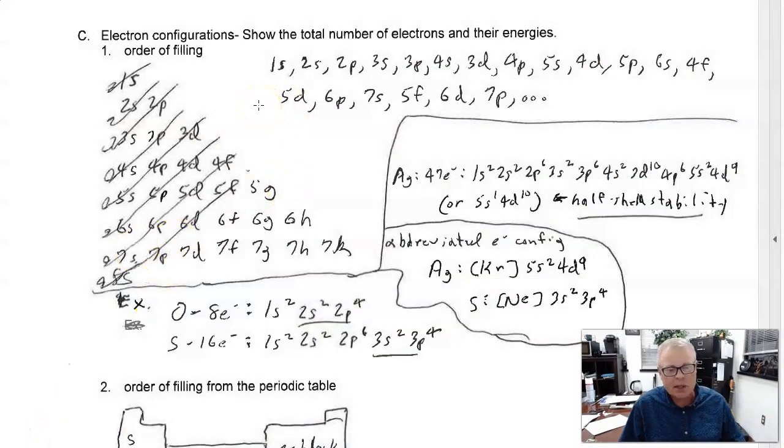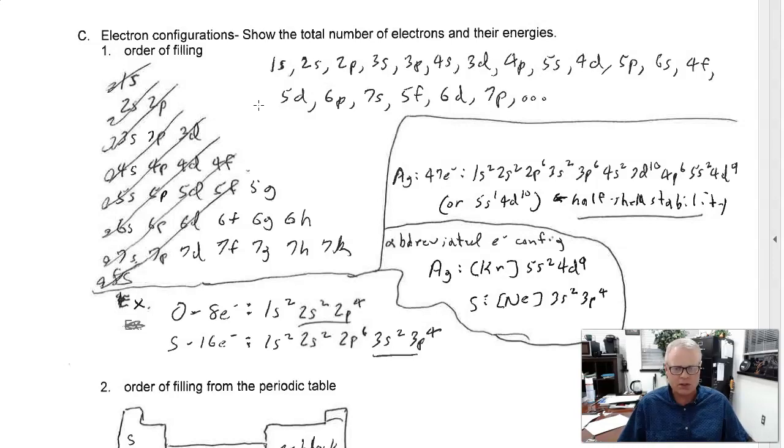So now that you know something about the rules of the energies electrons can have, and therefore their average distance away from the nucleus, those are analogous to each other. Now you can start writing what we call electron configurations. Electron configurations show the total number of electrons and their energies. Each of those electrons has a particular energy, and that's what electron configurations tell you.